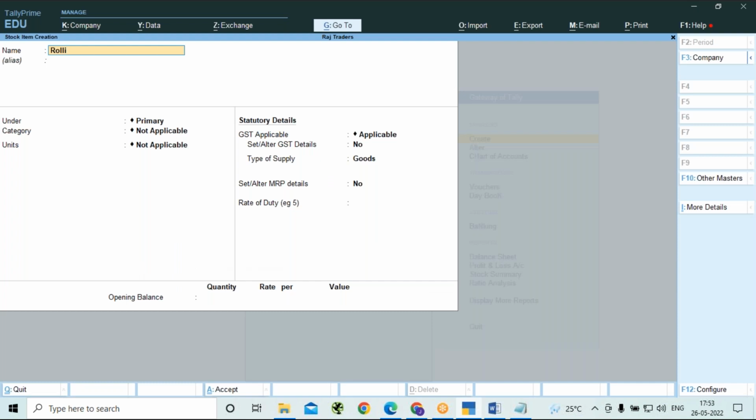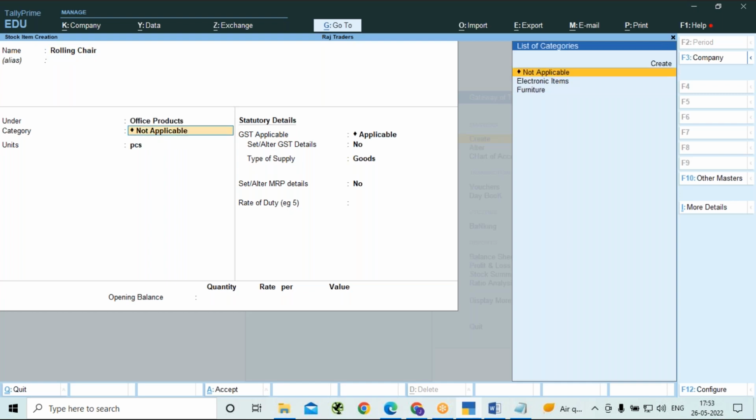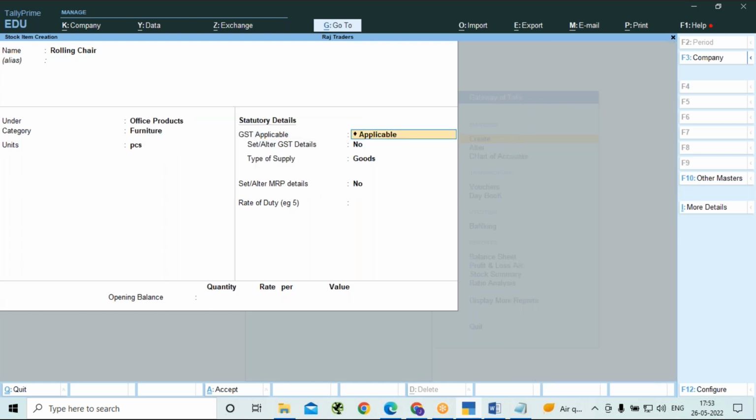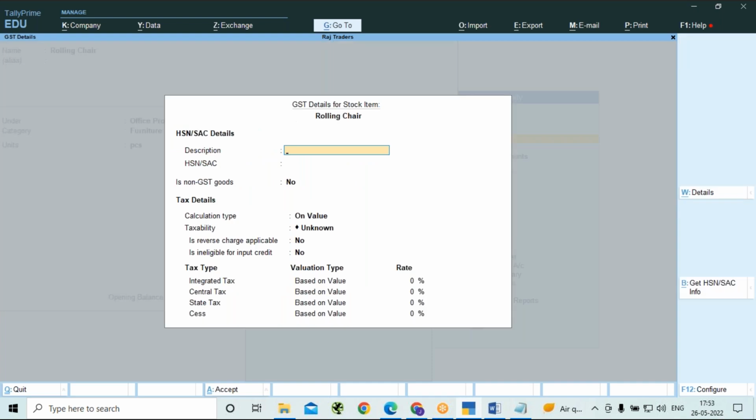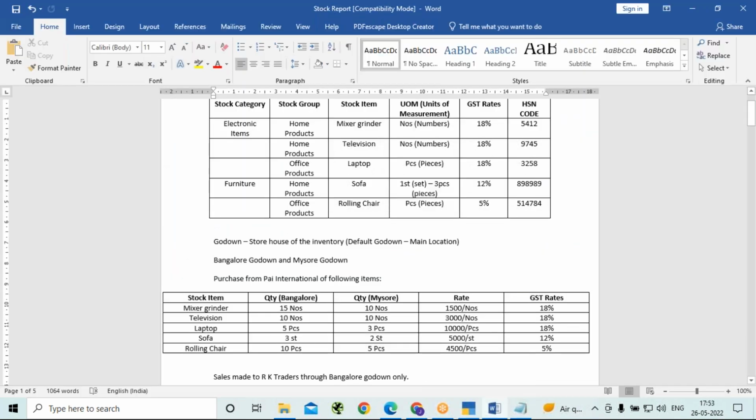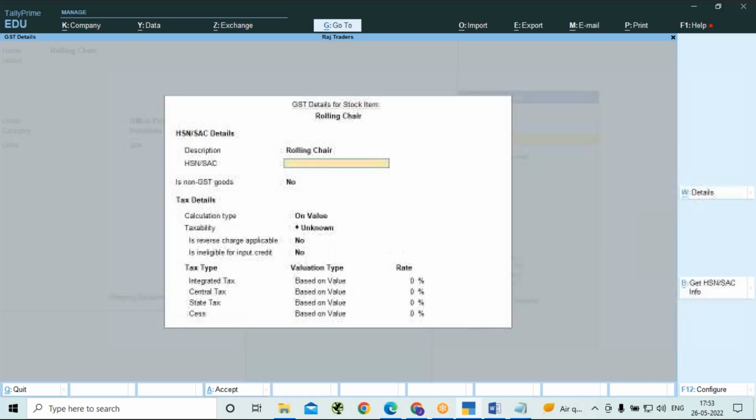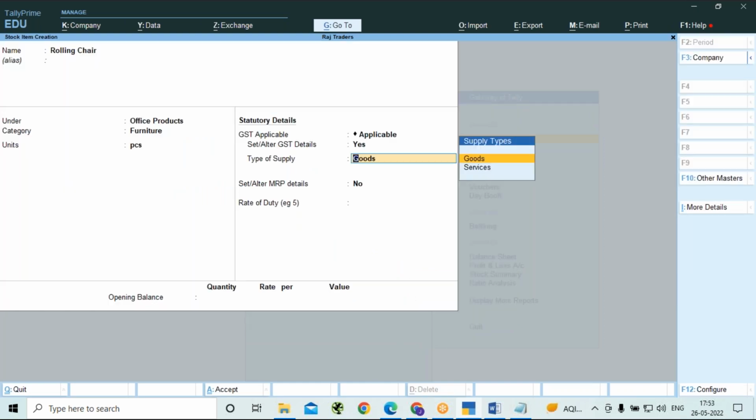The next one is rolling chair. And this relates to office products, furniture, pieces applicable. Yes. Rolling chair. The code is 514784. And this is also taxable with 5%. Okay, so this is how you are going to define all your stock item details.